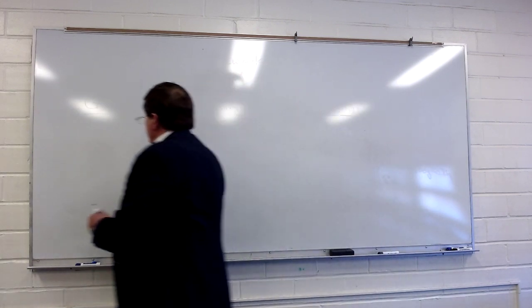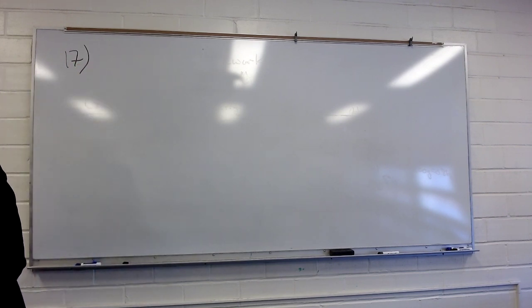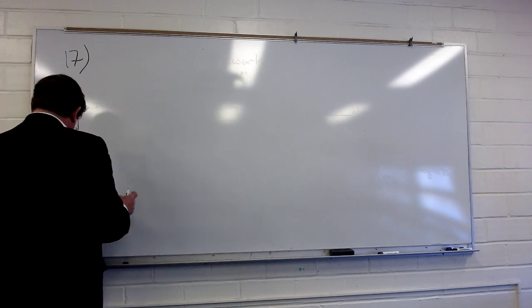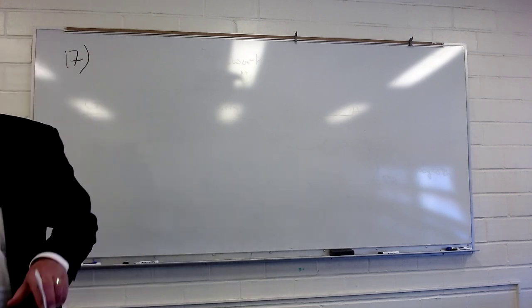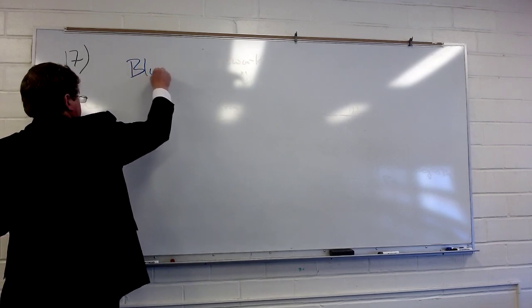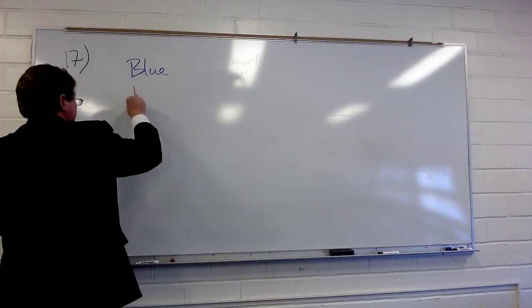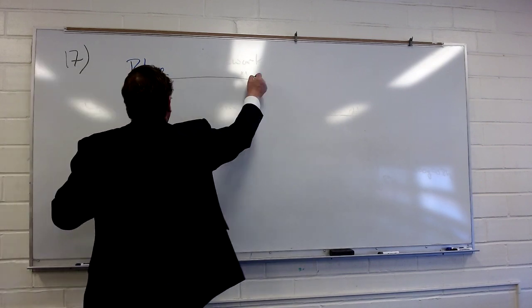Okay, so problem 17 has a table, and this time we have two objects. One is blue. Tell you what, I've got a blue marker and a red marker, so let's do this: a blue object and a red object.